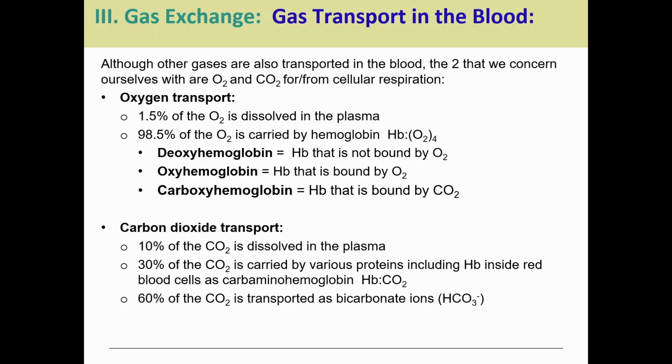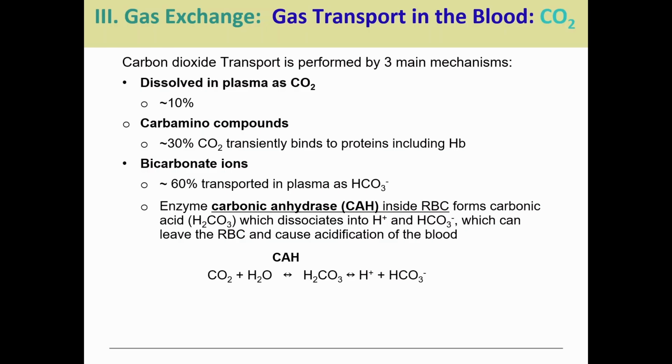So on the carbon dioxide side, about 10% of it's dissolved in the plasma. 30% is going to be carried by proteins, including hemoglobin. And then most of it, right, over half, is going to be transported in the form of bicarbonate ions. And bicarbonate ions are great for this because they help serve as a buffer. And so we can carry this carbon dioxide around without having massive changes in pH for the blood. So we have 3 main mechanisms to do that. Again, some just for the carbon dioxide, some is just dissolved in the plasma, some is carried by the hemoglobin, and then again we have most of it carried in the form of bicarbonate.